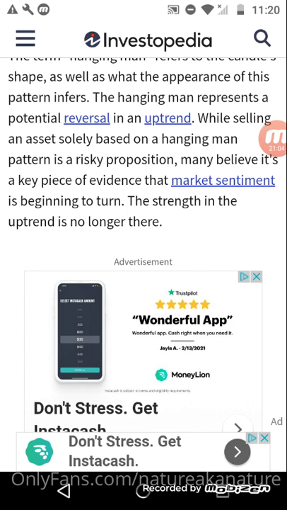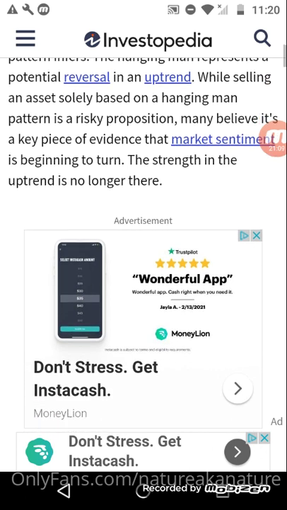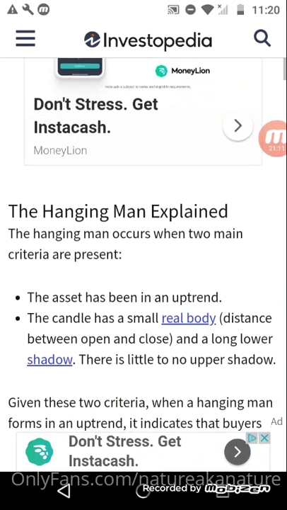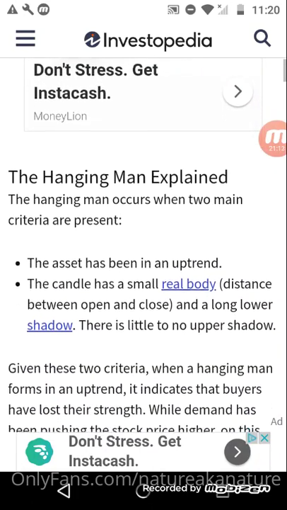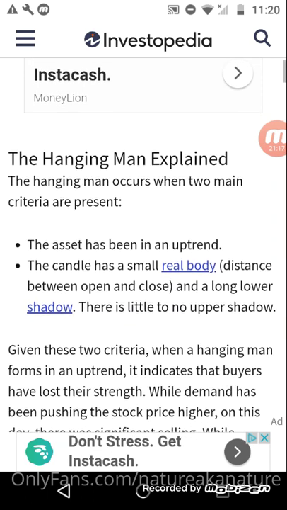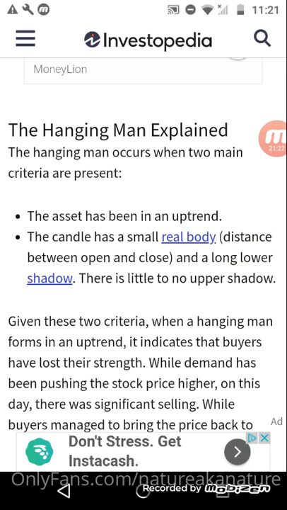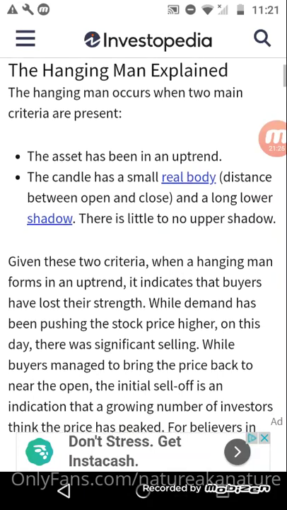The asset has been assessed during the uptrend, and the candle has a small real body, the distance between the open and close, with a long lower shadow. There is little to no upper shadow. So given these two criteria, when a hanging man forms in the uptrend, it indicates that the buyers have lost their strength, while demand had been pushing the stock price higher.